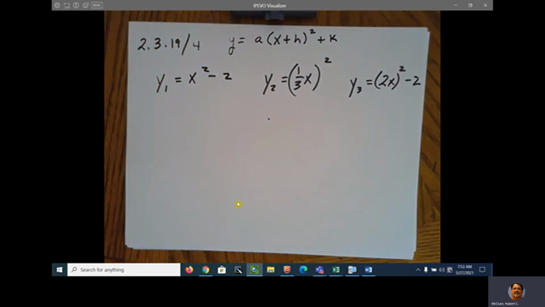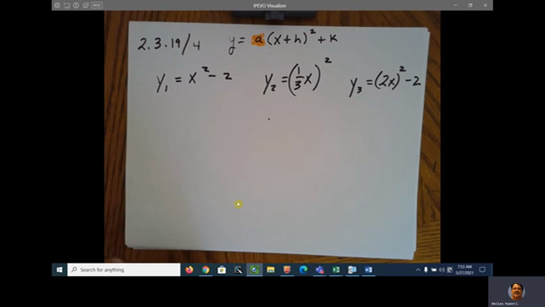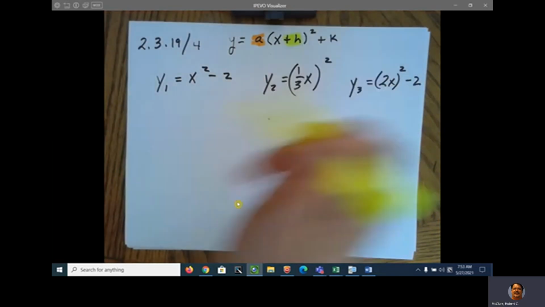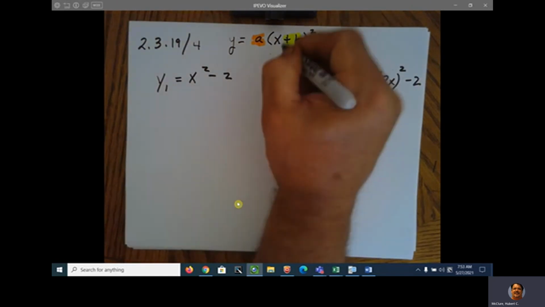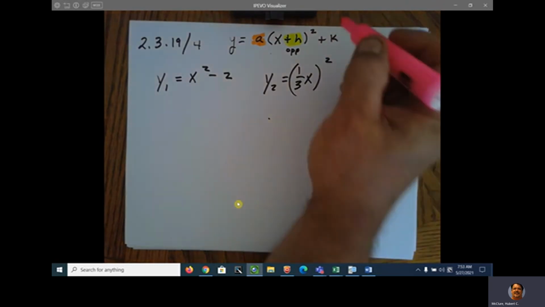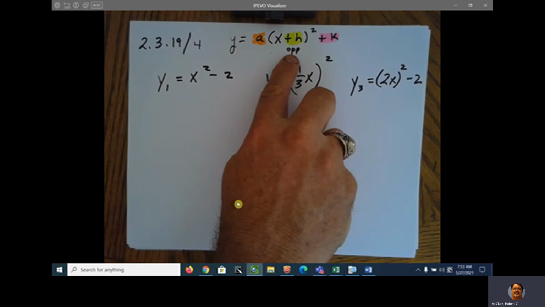And I told you in the videos that a is your orientation. Is it opening upward? Is it opening downward? Is it skinny? Is it wide? h is your horizontal shift, and it's always the opposite. If it's positive, that means it's left. If it's negative, that means it's right. So that's always the opposite. And then k is your vertical shift, and it's always positive is up and negative is down. So the only one that's different really is the h.